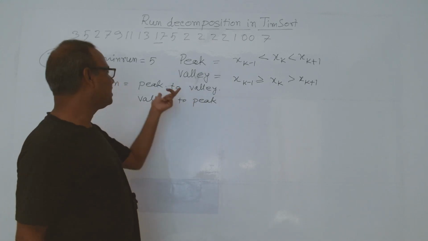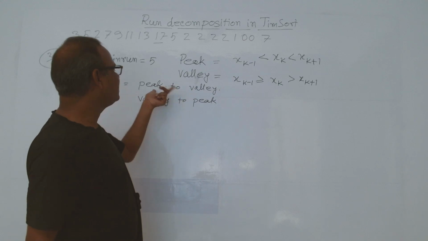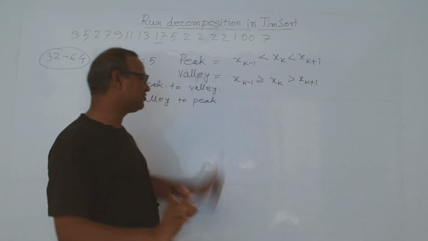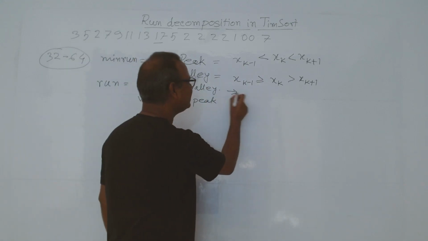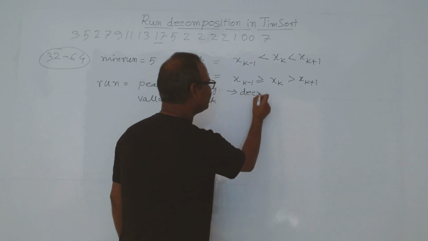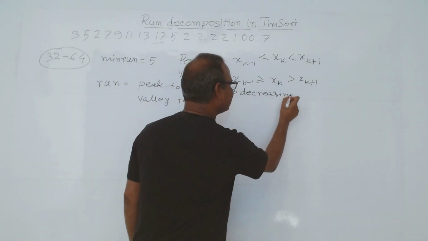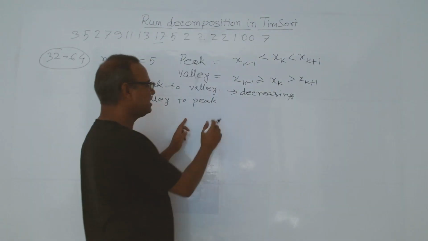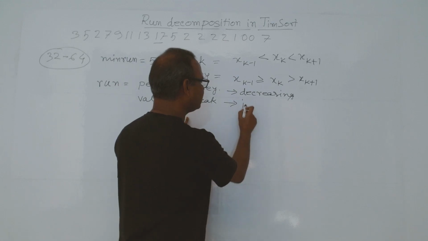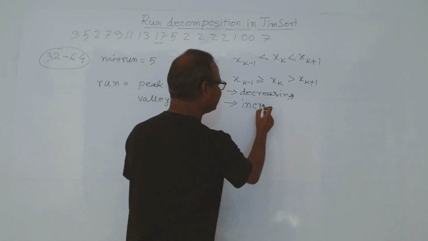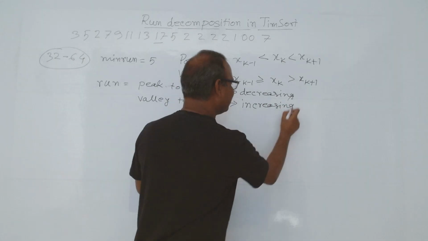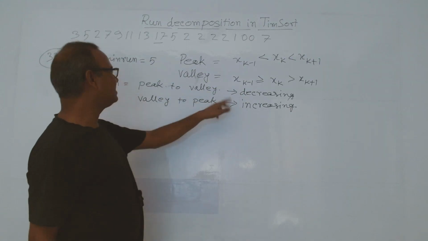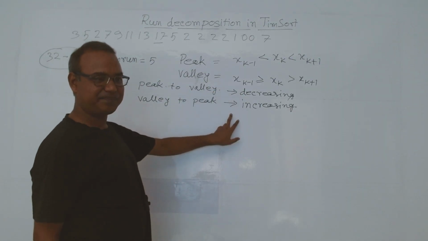sorted runs. Okay. One is, if we go from peak to valley, it will be a decreasing sorted run. So it is decreasing. If we go from valley to peak, we will get an increasing run. Okay, we will get an increasing run. So we will have increasing runs and decreasing runs.